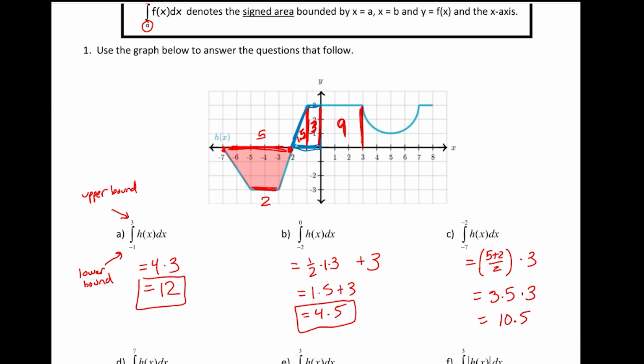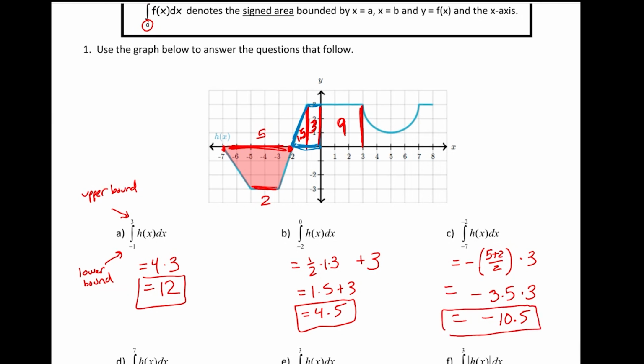Now, there's one other thing here, and that's that this area is actually below the x-axis. So any area that's below the x-axis, we are going to consider as negative area. We're working with signed area here. So this one's going to be negative 10.5.